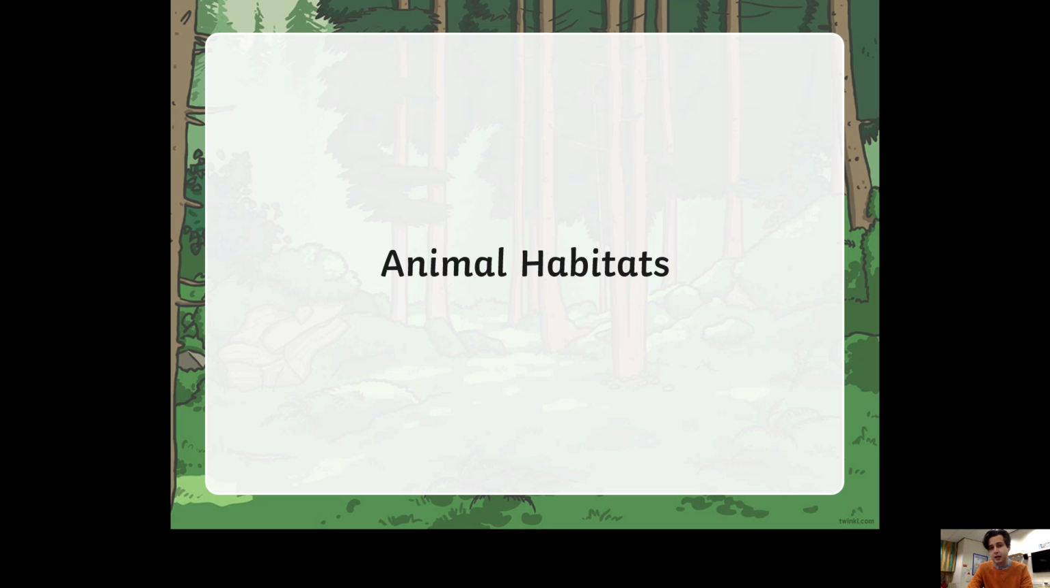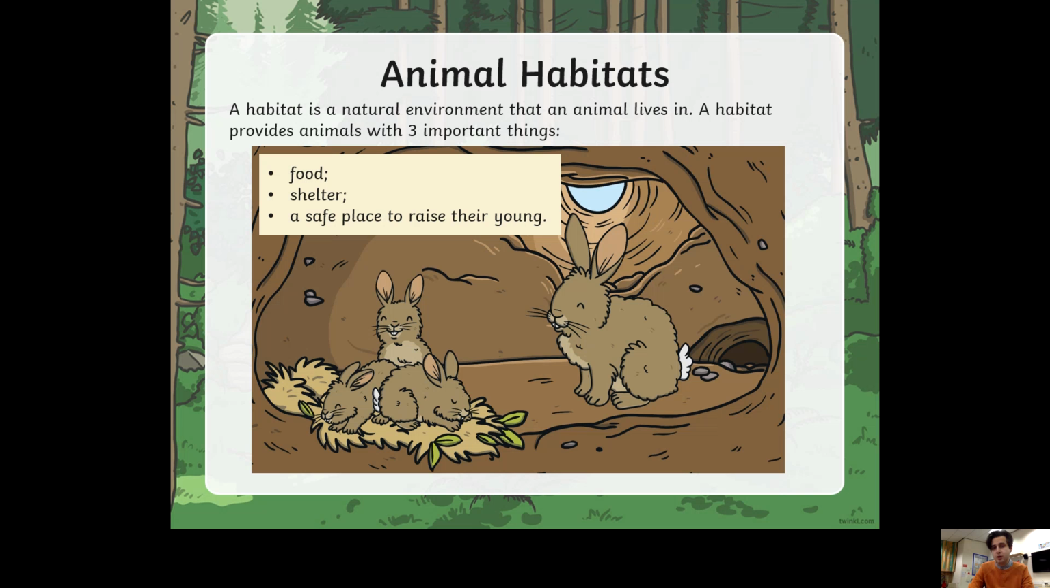So today we're going to be looking at animal habitats. A habitat is a natural environment that an animal lives in. A habitat provides animals with 3 important things: food, shelter, and a safe place to raise their young. So have a look at the picture there, have a pause and think about what that rabbit is doing, why it happens to live in the burrow, and think about what it's doing in that current moment.